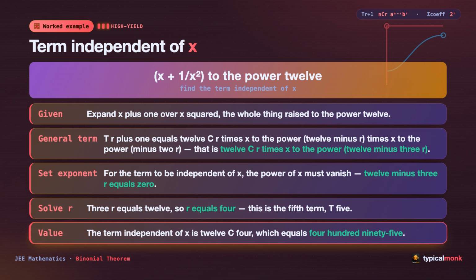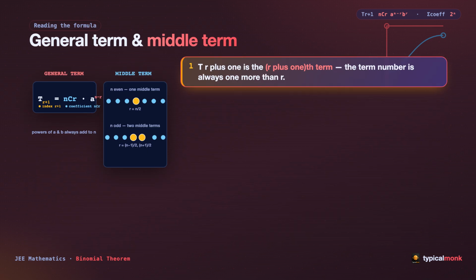Notice the path: given, general term, set the exponent, solve for r, then the value. The same 4 steps open every term independent of x question G can ask. Now let us look inside the formula itself, and then at what happens in the middle of the row. On the left, the general term is broken into its pieces. On the right, 2 small strips of terms, one for even n, one for odd n.